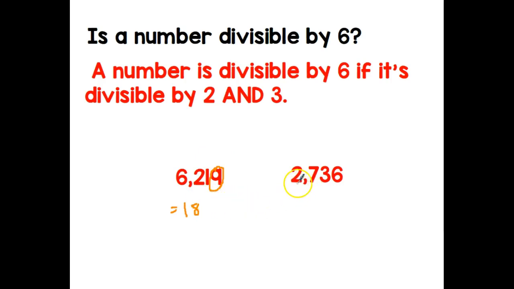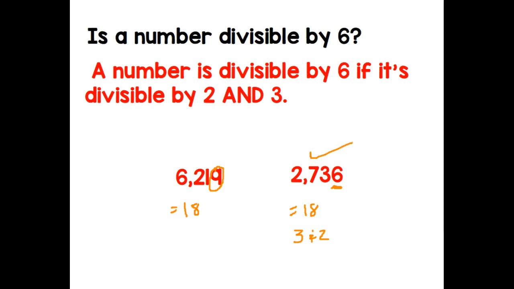Let's take a look at this one. 2 plus 7 is 9. 9 plus 3 is 12. 12 plus 6 also equals 18. So we know this number divides by 3 because 18 divides by 3. If I take a look, it ends in 6. That makes it an even number. 2,736 divides by both 3 and 2. That means it divides by 6 as well.